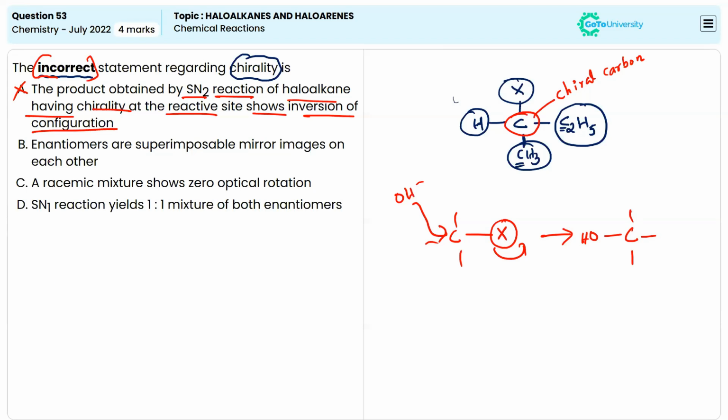Now coming to option B, enantiomers are superimposable mirror images of each other. This is an incorrect statement because the compounds containing chiral carbons are optically active, right? So this optically active compound which contains the chiral carbon can rotate the plane of plane polarized light. And now we are getting levorotatory and dextrorotatory.